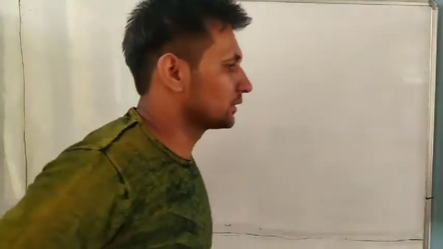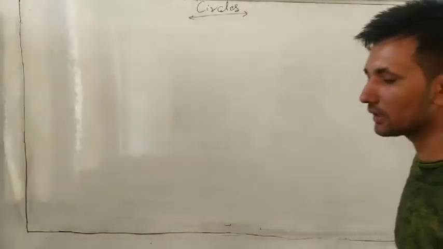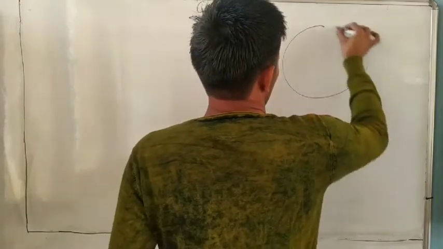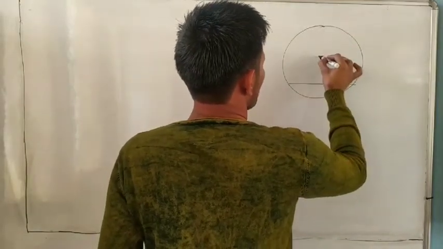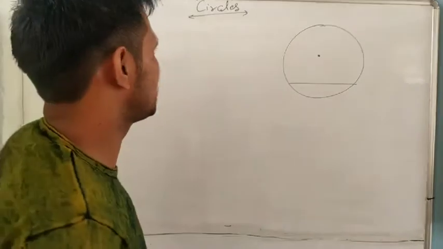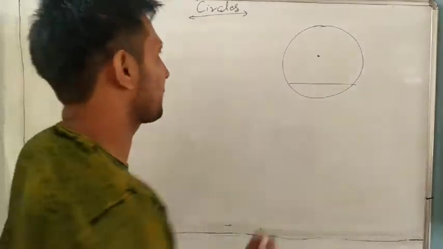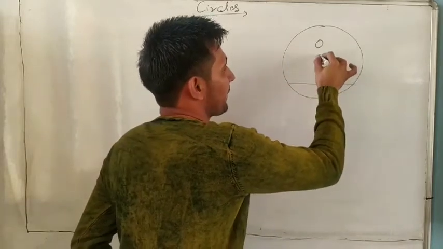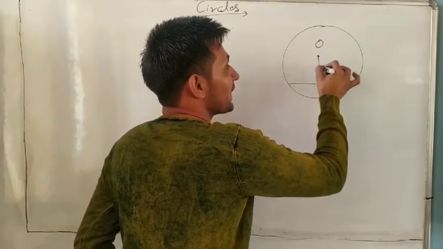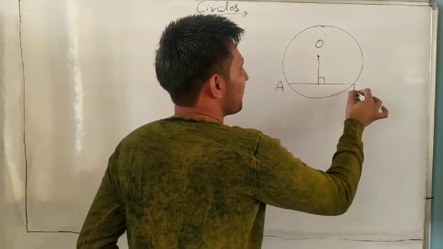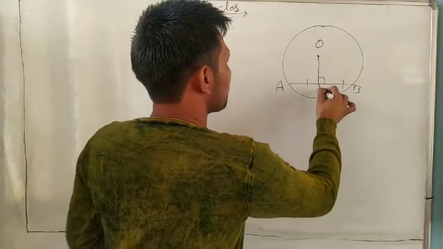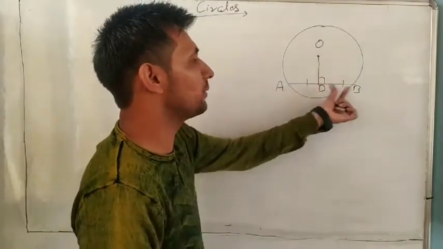In last class, we learned some important theorems of the circle. First, theorem number 10.3: the perpendicular from the center of the circle always bisects the chord. If OD is perpendicular to AB, then AD equals BD, always.